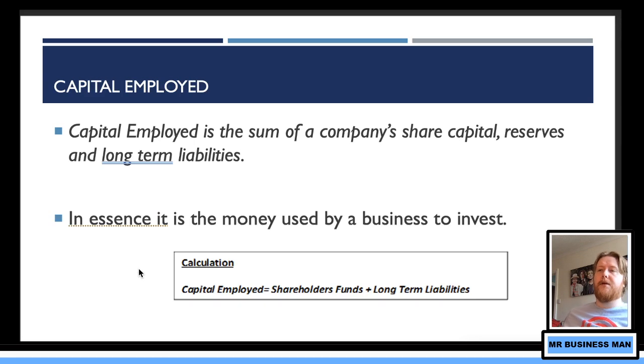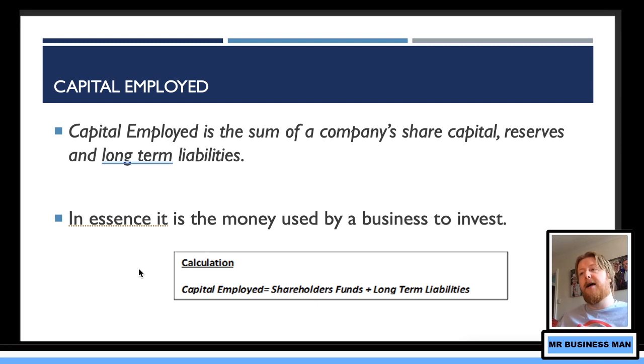Okay. Now, capital employed. Capital employed is the sum of a company's share capital, reserves, and long-term liabilities. In essence, it's the money used by a business to invest. All right. So for this one, we do shareholder funds plus long-term liabilities, and that gives us our capital employed. It's the money that we've invested into the business, essentially.